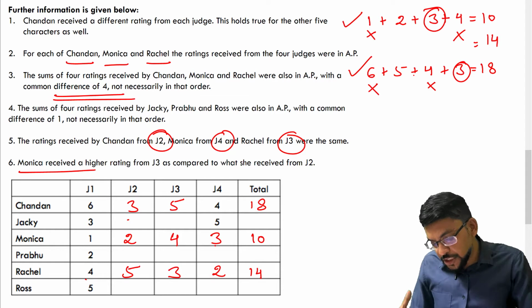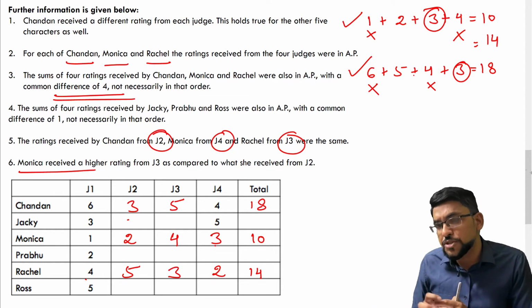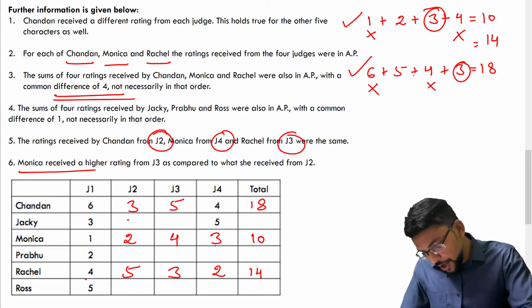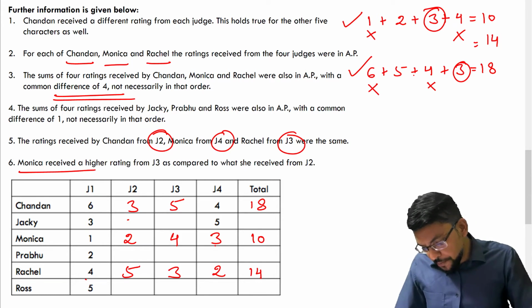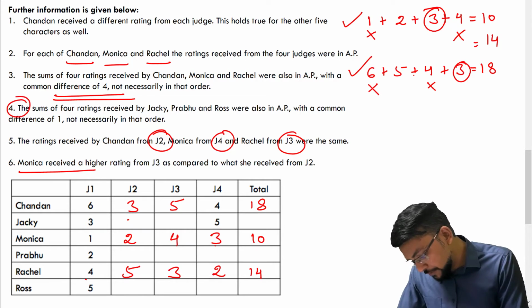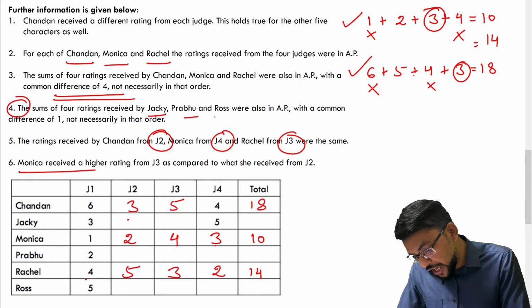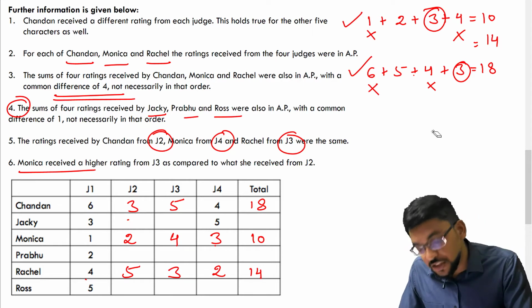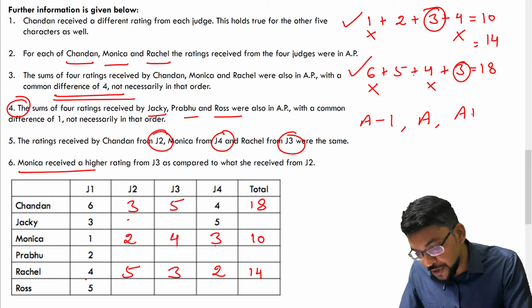Now after fixing this much value, you know these questions always become very easy. And at least half of the question from the given case you can solve because we have filled this particular table at least half. Now see here, if we move further, it is given to us that the ratings of J, P and R are also in AP with a common difference of 1. It means these numbers have to be in the format of A minus 1, A and A plus 1 for sure.